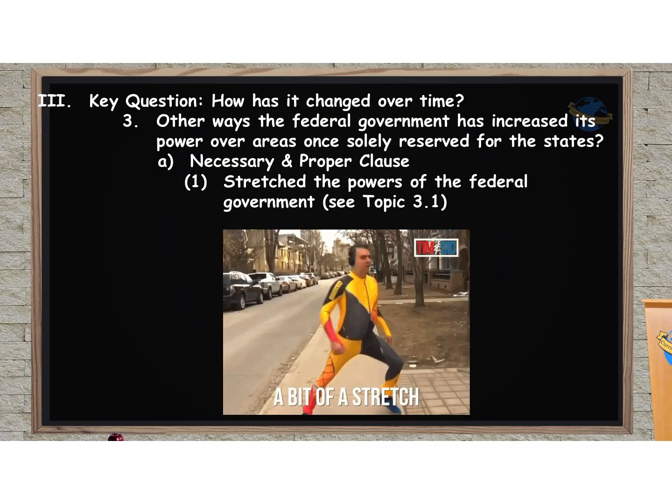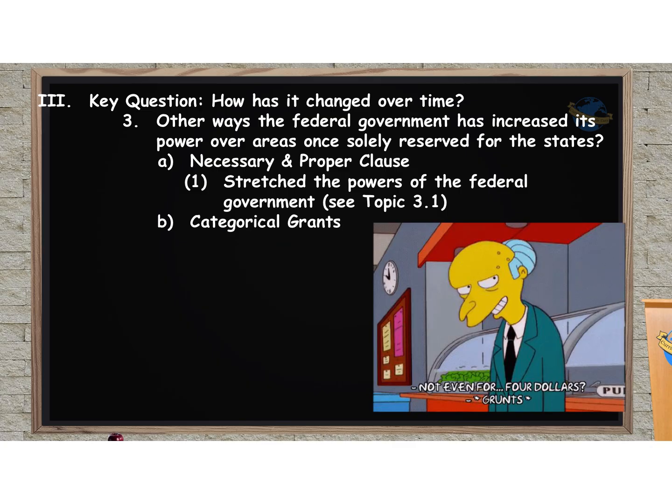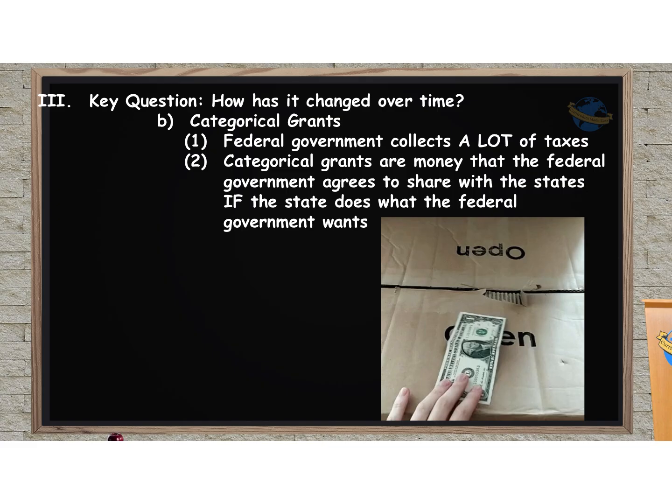Other ways the federal government has increased its power over areas once solely reserved for the states, well, there's the Necessary and Proper Clause. This stretched the powers of the federal government beyond just what's listed in the Constitution. For more on that, go back to topic 3.1. Then there are what's known as categorical grants. These grants basically are ways where the federal government says, look, we collect a lot of money in taxes, and we would like to share some of that with the states.